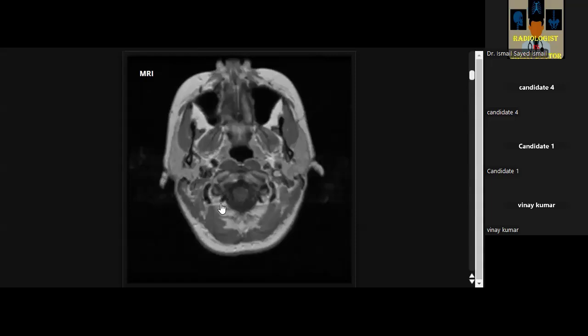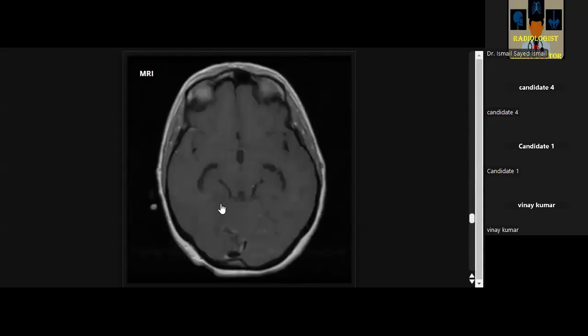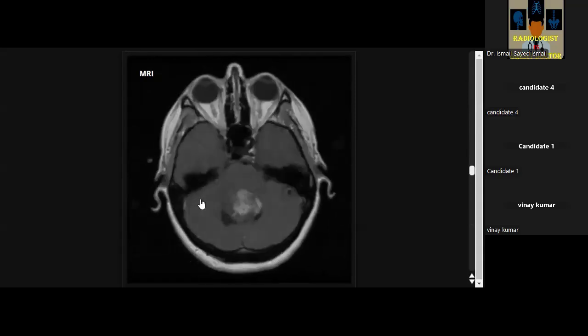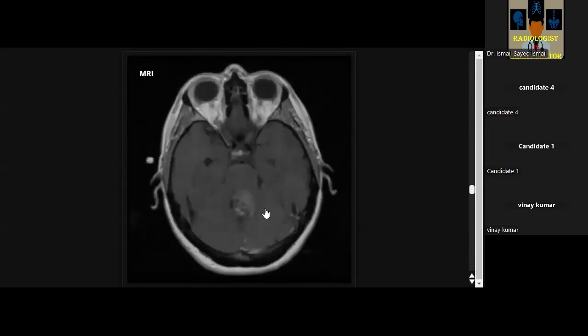In my routine practice, if there are images of the spine, I also check for this. So my findings are those of a posterior fossa mass in the fourth ventricle with heterogeneous enhancement. I will correlate with the patient's age, but my main diagnosis is a medulloblastoma, with an ependymoma being a differential. How to differentiate between these two entities?